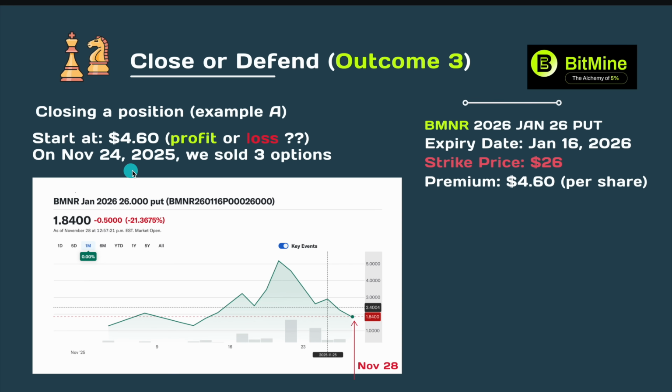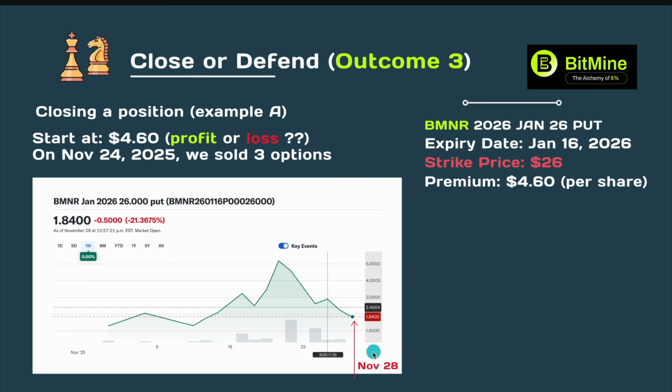On November 24th of 2025, we sold 3 options. In this case, the buyer paid us $4.60 per share. And remember that the option expires in roughly 40-something days, January 16th of 2026, with a strike price of $26. The chart that we're looking at right here is the price chart for the option, not the price chart for the stock itself. You need to be careful about that.